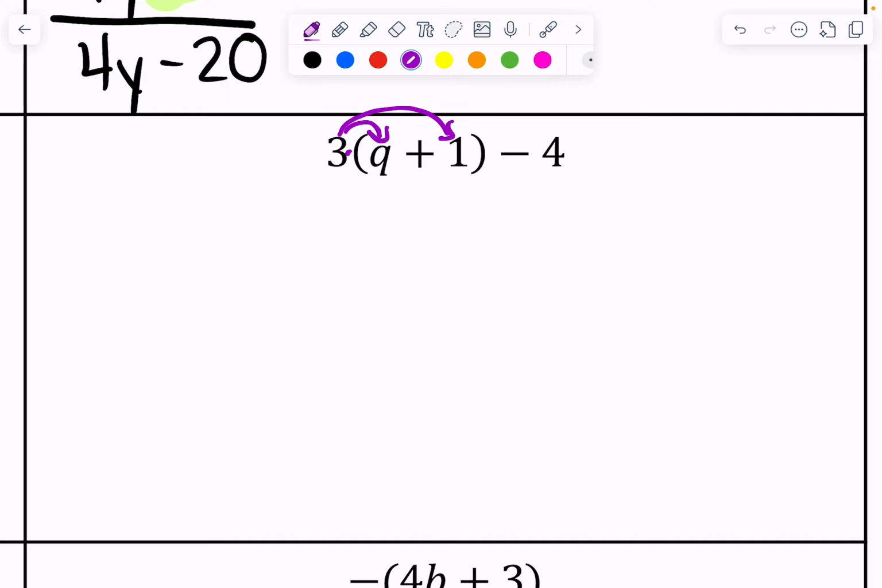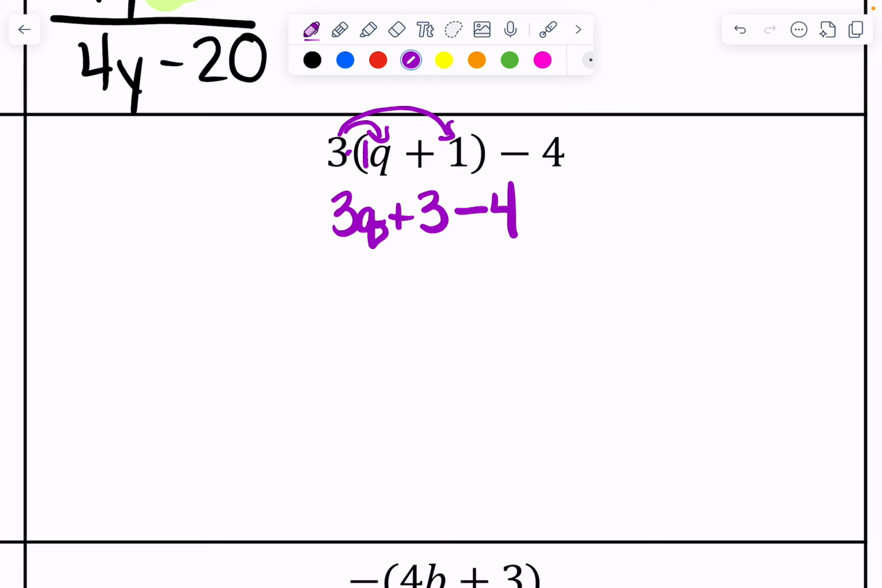So 3 times the q, or 3 times 1q, there's an invisible 1 as our coefficient. 3 times 1q gives me 3q, 3 times positive 1 gives me 3. So I've distributed the 3, I've cleared my parentheses. Now I still have this minus 4 back here. So now when I look at this expression, we ask ourselves, do I have any parentheses? No, I've cleared those. Do I have any like terms? And the answer here is yes, we still have some like terms.